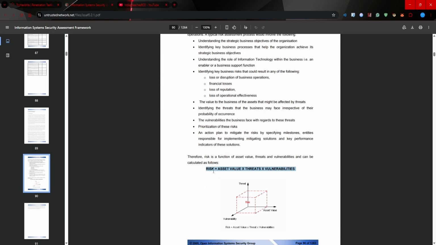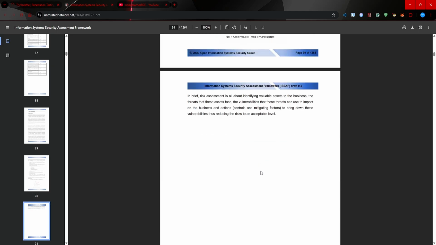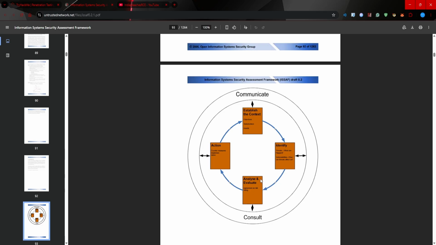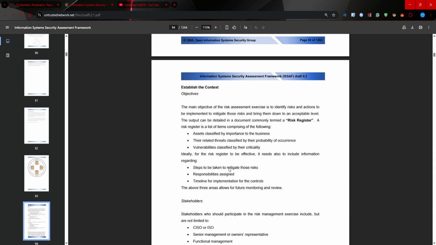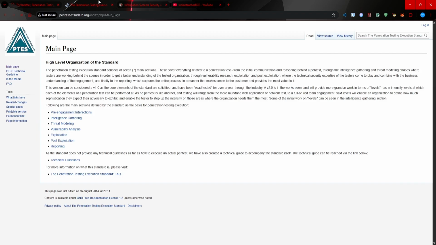Just because I see this: risk equals asset value into threats into vulnerabilities. That increases the risk. That is great. Methodology. Wow. Actions, countermeasures. This is a crazy PDF and this is free. We also have PTES. This is what we were looking for.